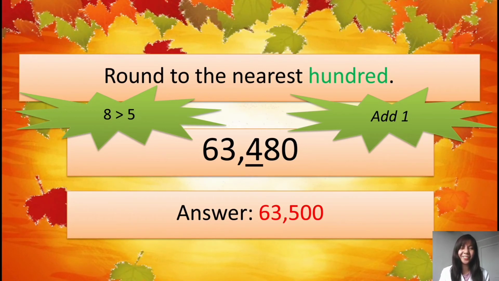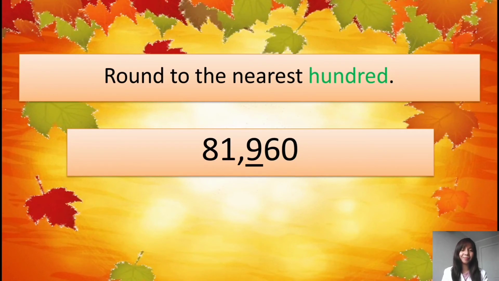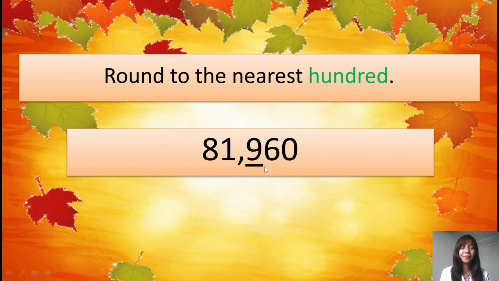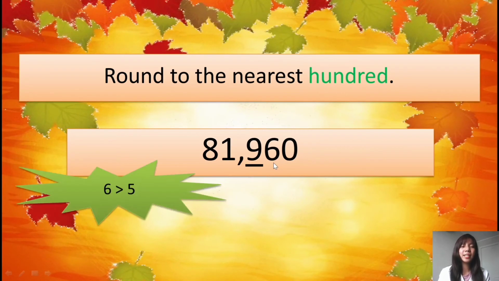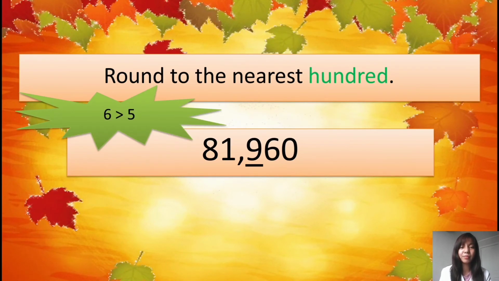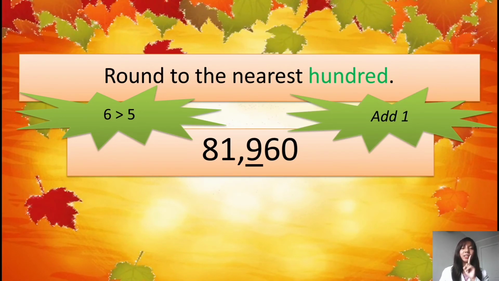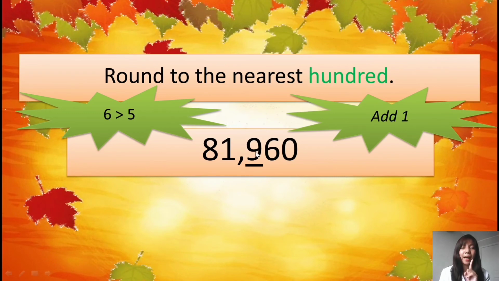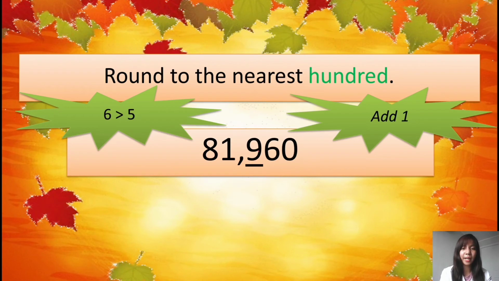Okay, do you understand? Of course you do. Alright, next, round to the nearest 100 again. So this time, the underlined number here is 9, okay? So look to the next number, it's 6. 6 is greater than 5. So it follows that we have to add 1. So this time, 9 plus 1 becomes 10, right?